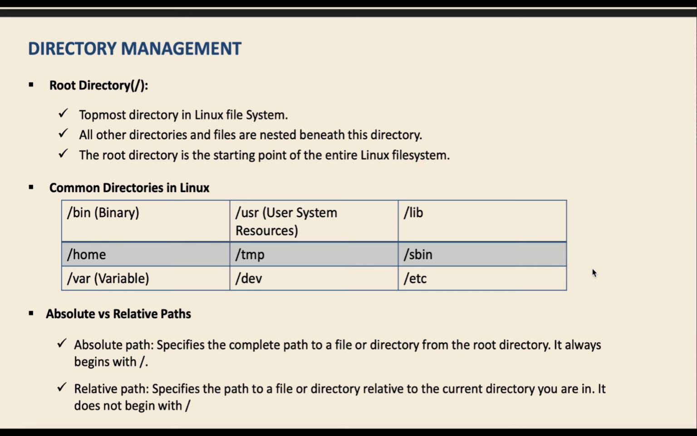Now, there are two concepts for navigating the directories in the Linux file system: the absolute path and the relative path. An absolute path specifies the complete path to a file or directory from the root directory, so it always begins with a slash. Whereas the relative path specifies the path to a file or directory relative to the current directory that the user is in. It will not start with a slash, but with the folder name or directory name.